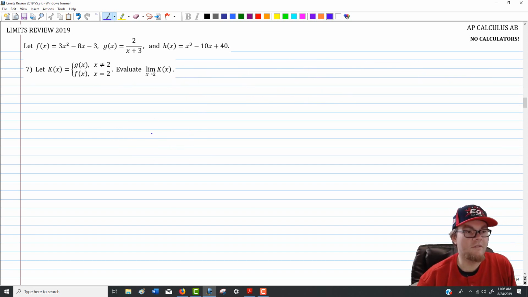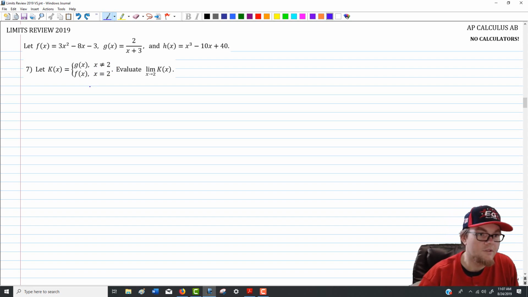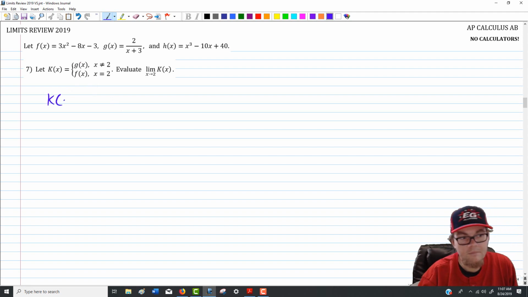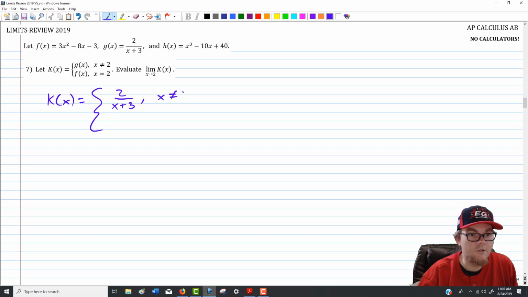Okay, moving forward to number 7. Number 7 features some pieces that remind me of black shirts with white dots. I'm seeing a general behavior limit right here because of the presence of the x does not equal versus the x equals. So basically this is one of those situations where there's some sort of hole being created by this behavior. First and foremost, let me redefine k, so that way we can work our way through. This will be 2 over x plus 3 when x does not equal 2, and then it'll be f, which is 3x squared minus 8x minus 3, when x does equal 2.